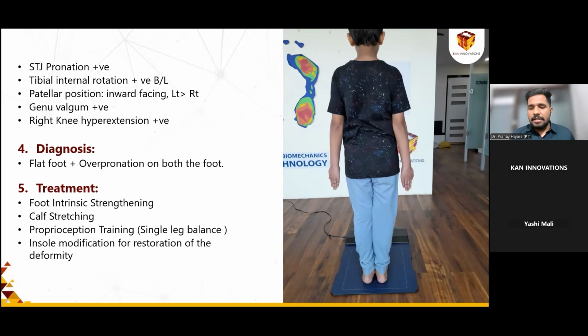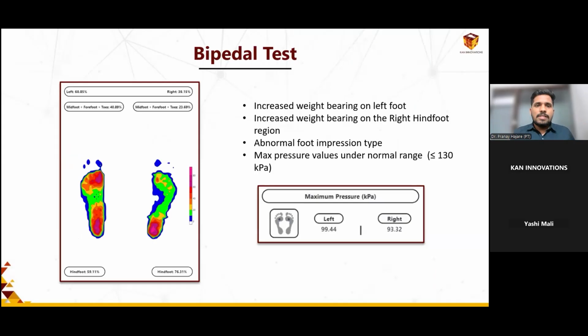So how do we document it? Let's have a look at the documentation part. This is the bipedal stance, which is the static stance. This assessment shows how the overall weight bearing of the left foot was, whereas within the right foot, as you can see, there is increased loading, specifically in the hindfoot region, suggesting posterior dominance or altered load transfer. The foot impression pattern now appears abnormal, indicating a possible biomechanical imbalance.